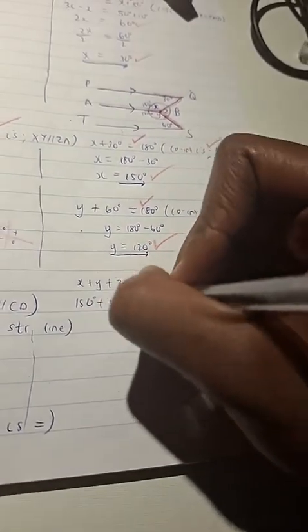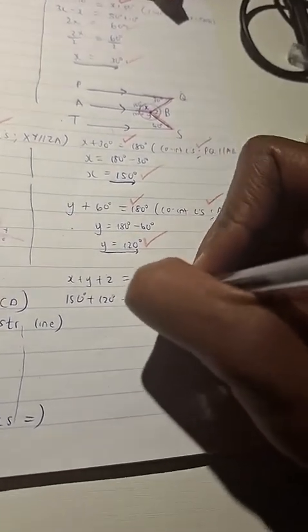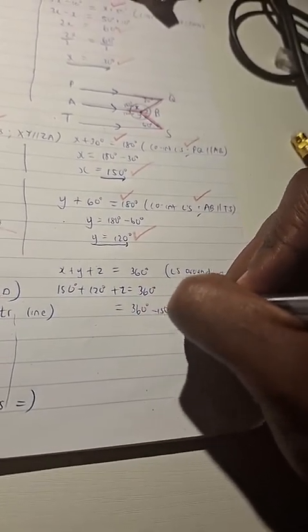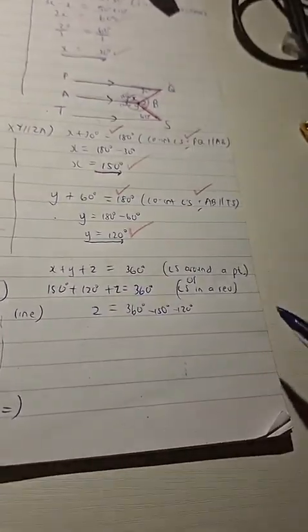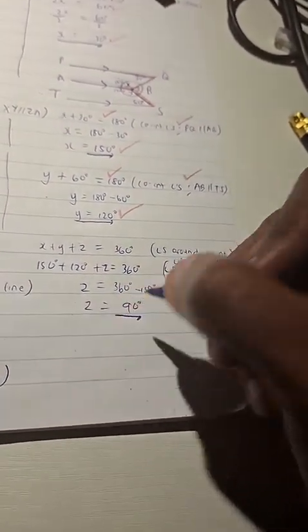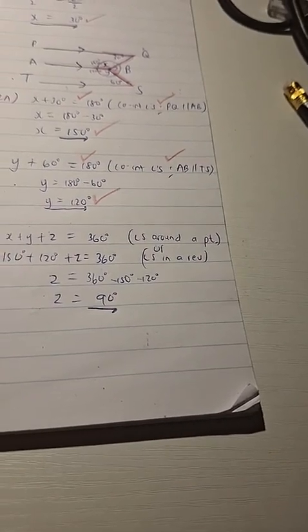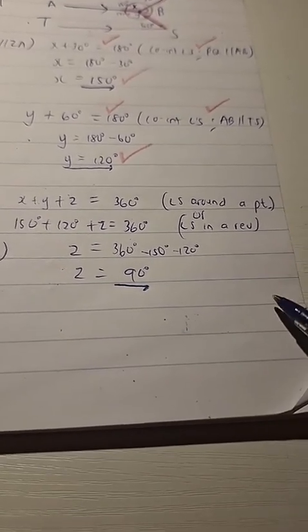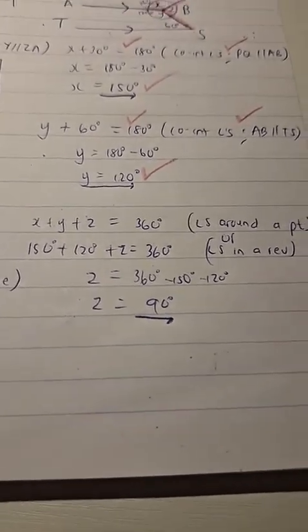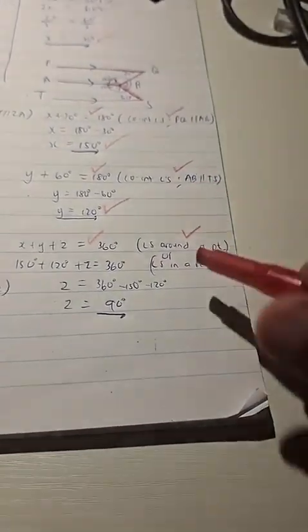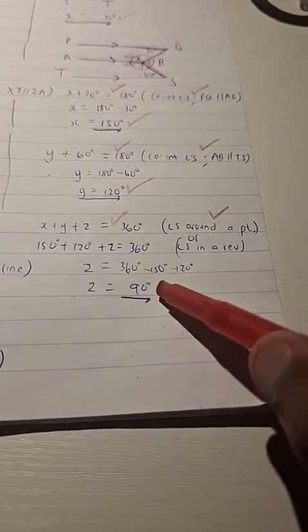So X here is 150, Y is 120, Z is what we are looking for. So we transpose everything: Z equals 360 minus 150 minus 120. Then we solve for that. Z is equal to, and I think you guys said it best, 90 degrees. Which in other words means Z is a right angle. And that was that. Statement, reason, and then answer.